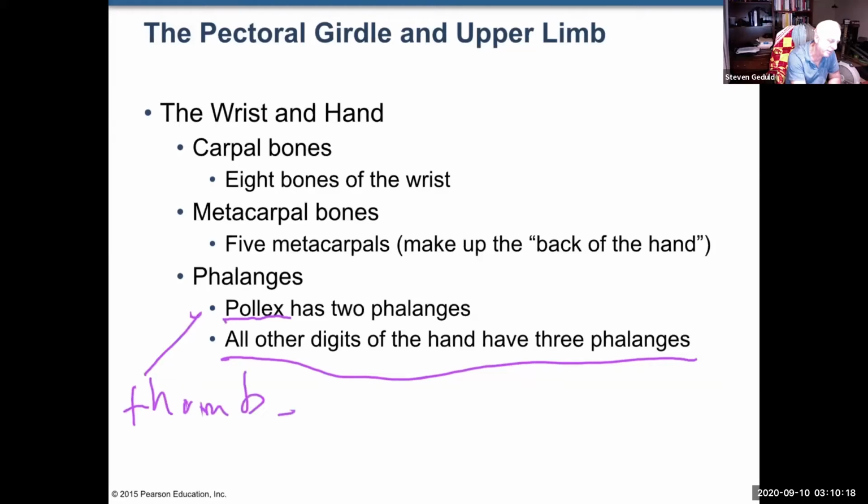That's Latin for thumb. So when you see the word pollex, and the muscle can be named that way too, pollex means thumb. And the pollex has 2 phalanges. All the other digits have 3.